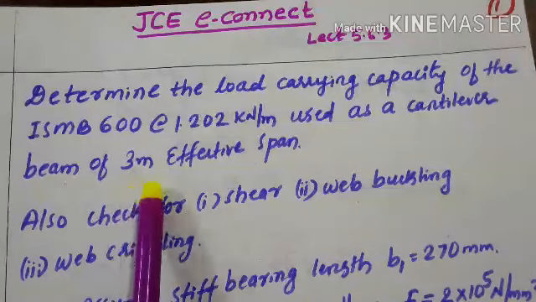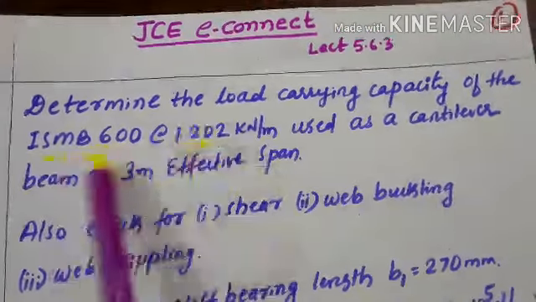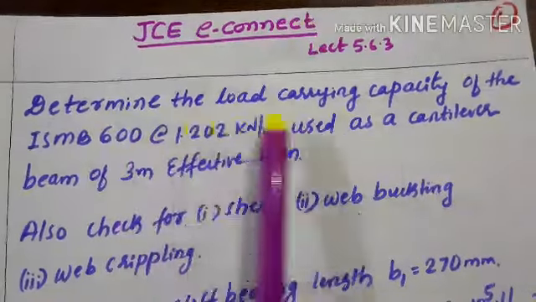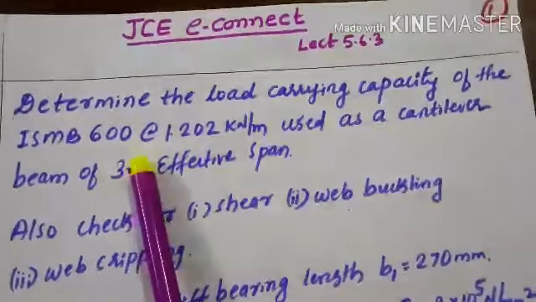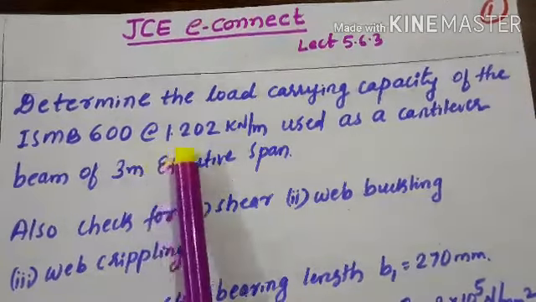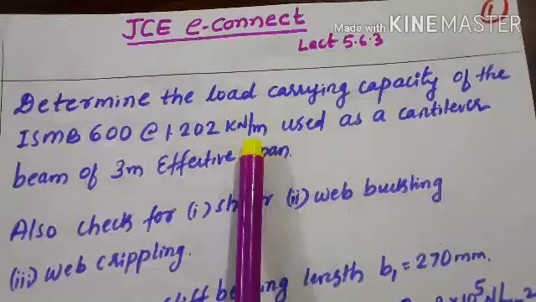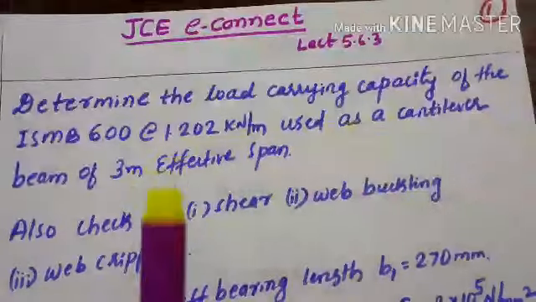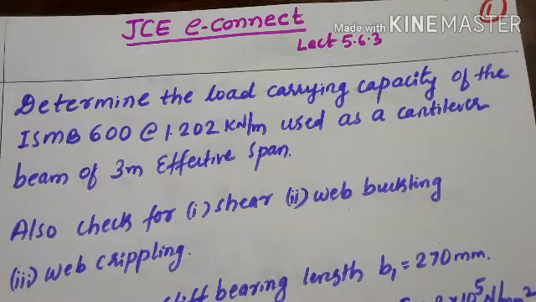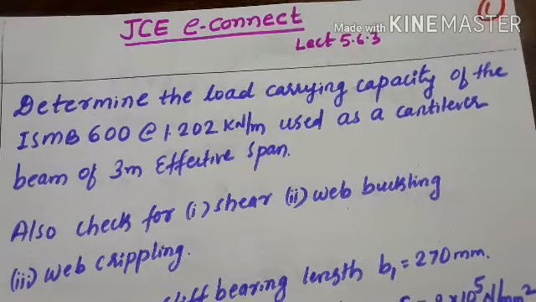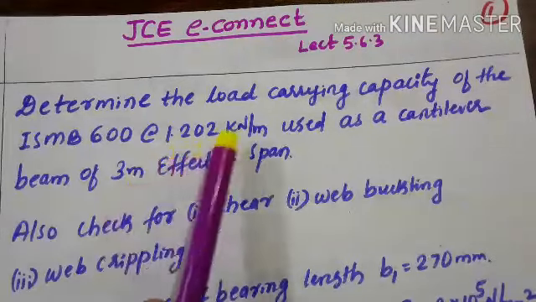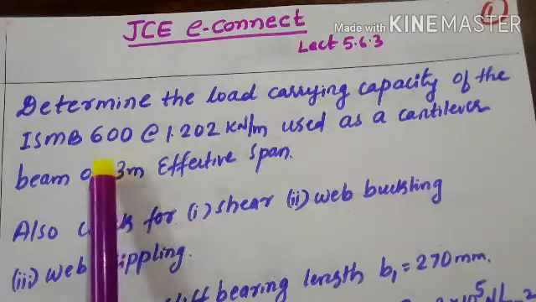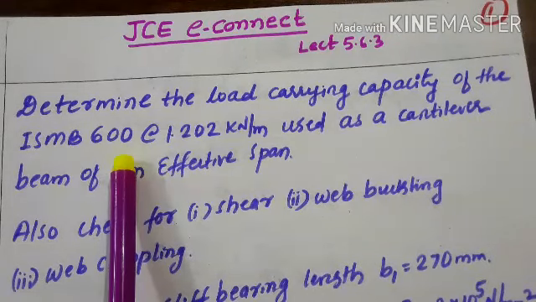In this numerical example, what is given, let us see: determine the load carrying capacity of ISMB 600 at 1.202 kilonewton per meter, used as a cantilever beam of 3 meter effective span. So this is the first part. They ask you to calculate the load carrying capacity of ISMB 600, which is being used as a cantilever beam.